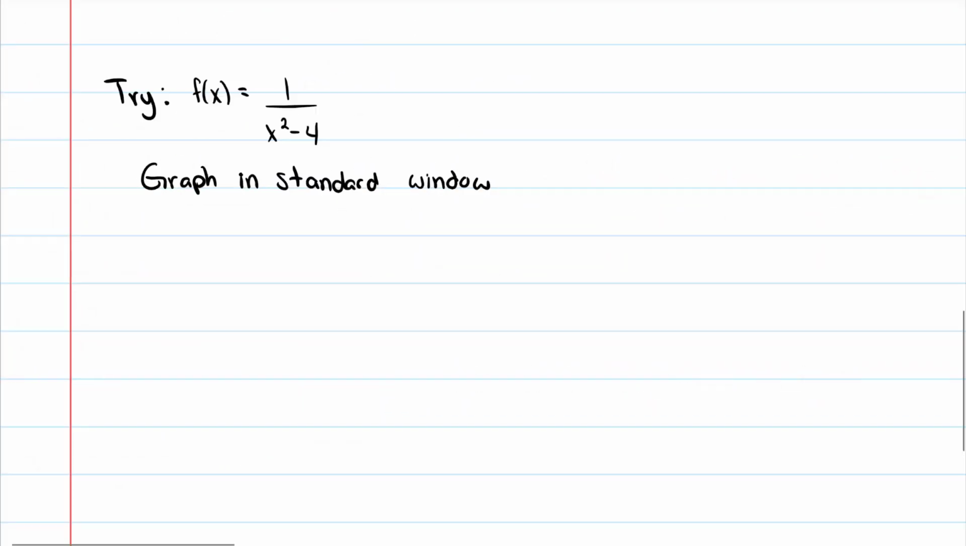Alright, on your own, I want you to try to determine the vertical asymptotes of 1 over x squared minus 4. If you don't know what to do, I recommend simplifying and finding the vertical asymptotes algebraically like we did in Algebra 2, and then you can use limits once you kind of know what you have to work towards. But step 1 is to always graph it, and I suggest graphing in the standard window first.